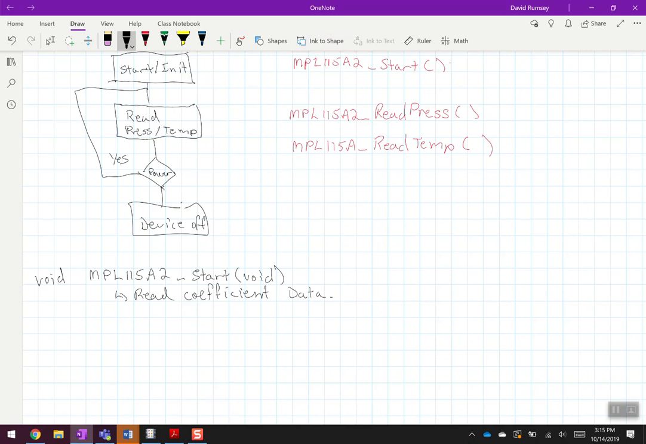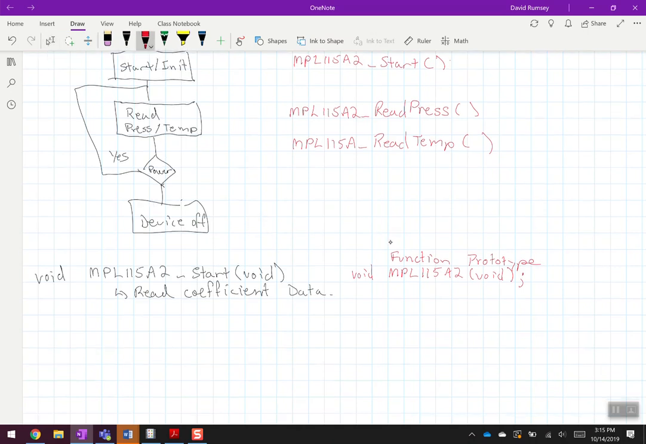So in my header file, my function prototype is going to be MPL115A2 void. And in the header file, when you're doing function prototypes, you actually put a semicolon after them because that's indicating that it's a function prototype. So this is going to be in our .h file. We're going to have a lot of other things in there as well.